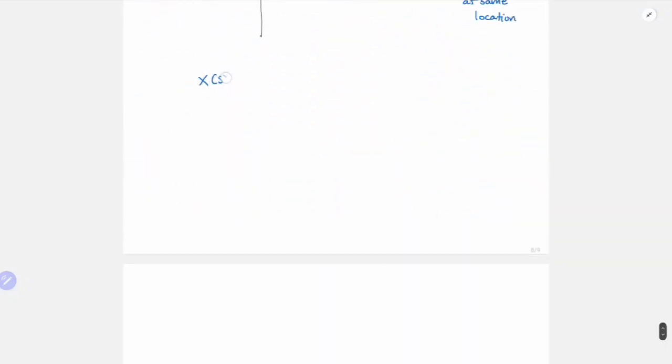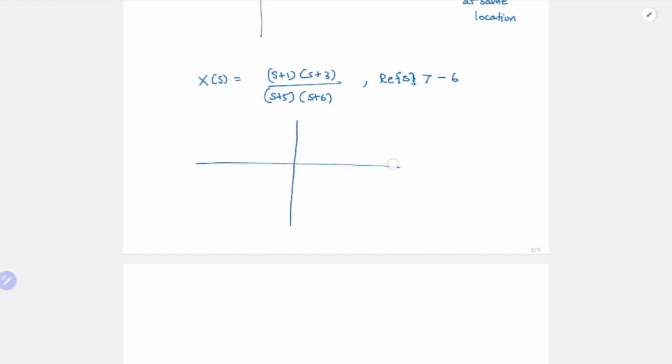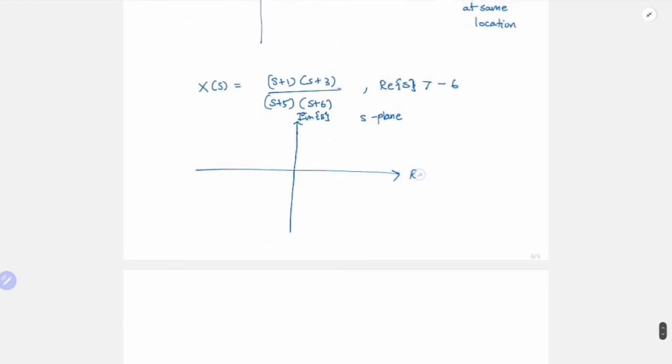Let me give you an example. The Laplace transform is given by (s+1)(s+3) over (s+5)(s+6), and your region of convergence is given by real of s greater than -6. So how do you draw the ROC on the S-plane for this? You have imaginary of s and real of s, and you mark -1, -2, -3, -4, -5, -6.